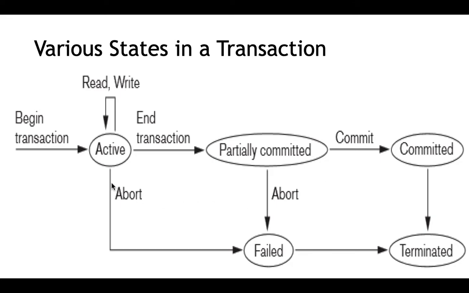Hope all the stages are clear to you. Transaction begins, read write operations take place, it is in active state, it ends, it enters the partially committed state. It can either get committed or it can abort and go to the failed state. From the active state also it can be aborted and reach the failed state. Either way, the transaction would be terminated either by being committed or by being a failed transaction. So these are the various states a transaction can go through.